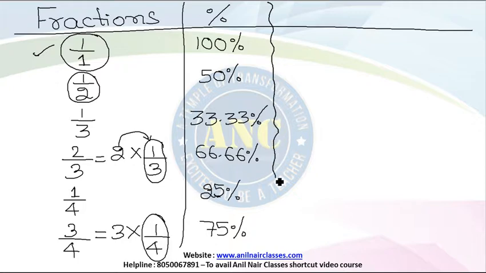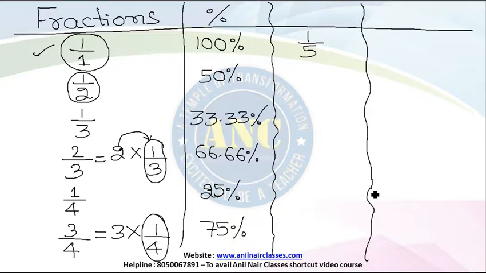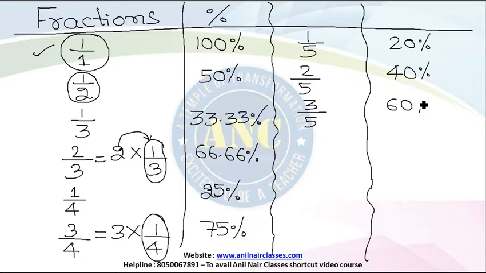Next, simultaneously increase the denominator as well. It becomes 1 by 5. 1 by 5 is 100 divided by 5, since percentage means 100. 100 divided by 5 is 20%. 2 by 5 is 2 into 1 by 5, and 1 by 5 is 20, so 2 into 20 is 40%. 3 by 5 is 3 into 20, which is 60%. 4 by 5 is 4 into 20, which is 80%. 5 by 5 is 5 into 20, 100%, or 5 by 5 can also be represented as 1 by 1, which I have already written as 100%.